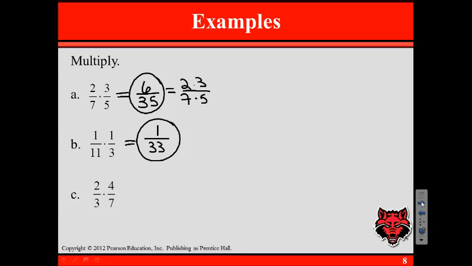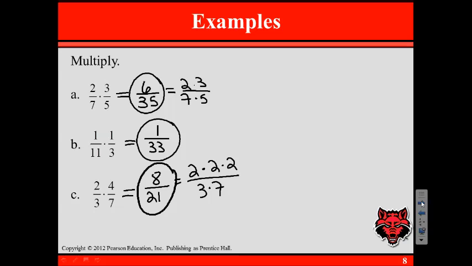And the last example on this page, 2 over 3 times 4 over 7. 2 times 4 is 8. 3 times 7 is 21. And just to double check, let's write the prime factorizations of 8 and 21 to make sure that there are not any common factors that might cancel. 8 is 2 times 4, and 4 is 2 times 2. So the prime factorization is 2 times 2 times 2. 21 is 3 times 7. And we can clearly see now that the numerator and denominator have no common factors. 8 over 21 checks out. It's in simplest form. And that would be the solution to that multiplication problem.